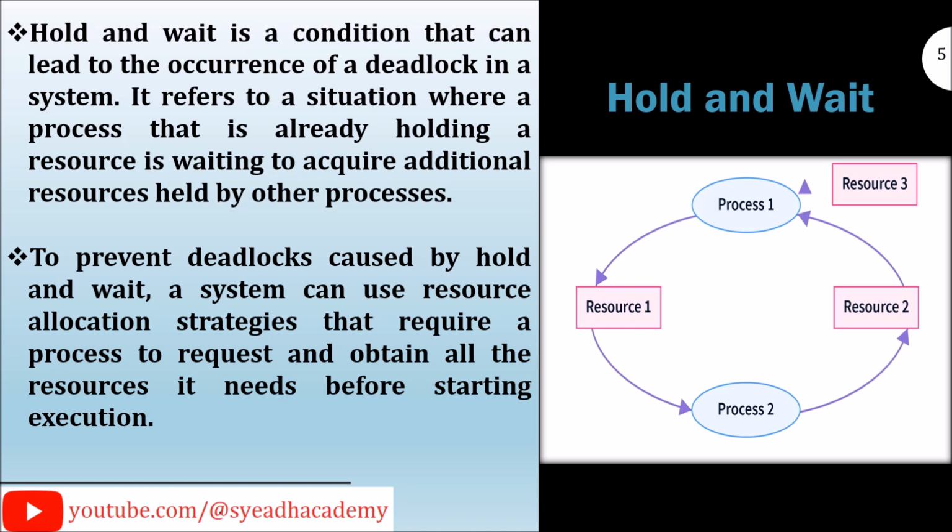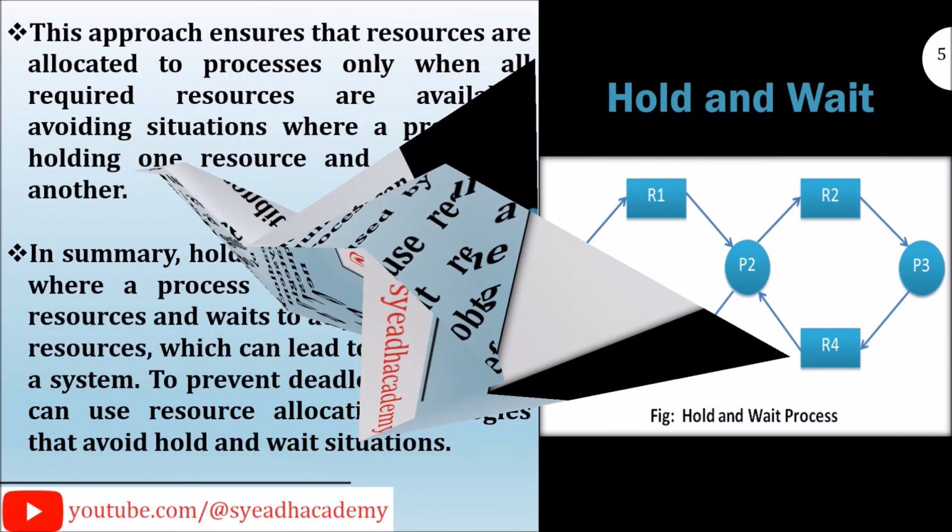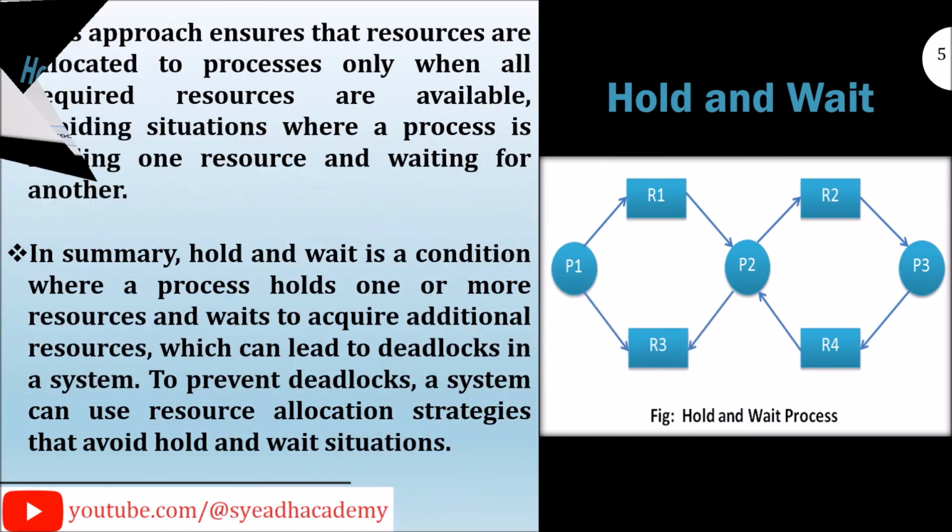To prevent deadlocks caused by hold and wait, a system can use resource allocation strategies that require a process to request and obtain all the resources it needs before starting execution. This approach ensures that resources are allocated to processes only when all required resources are available, avoiding situations where a process is holding one resource and waiting for another.